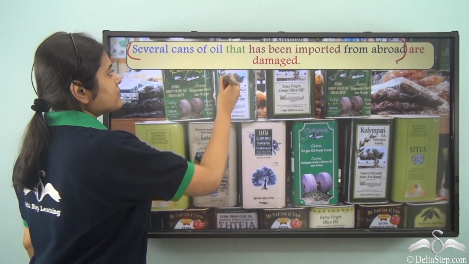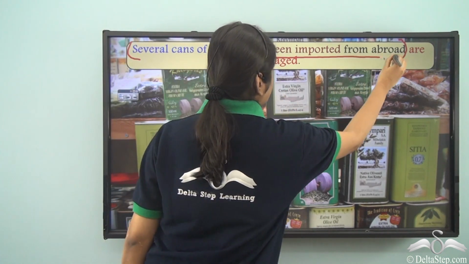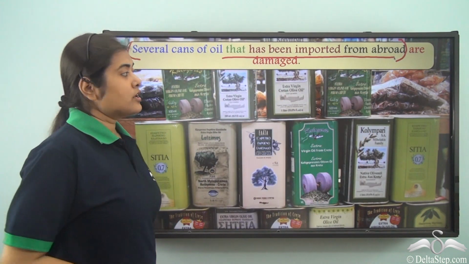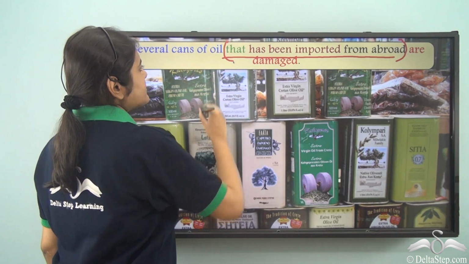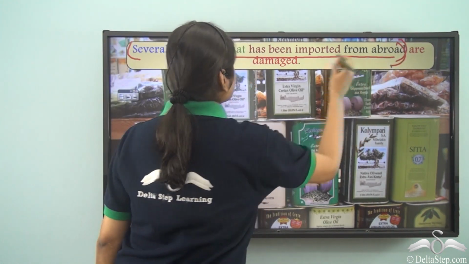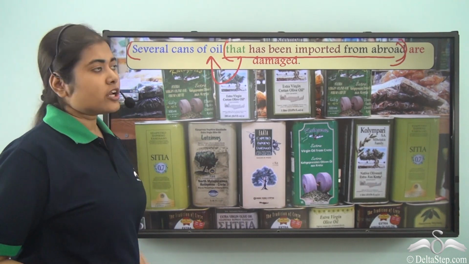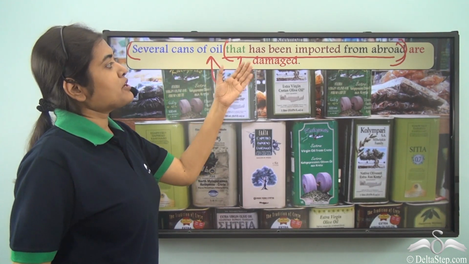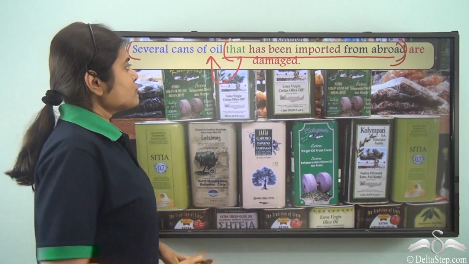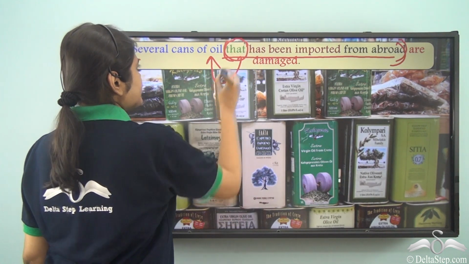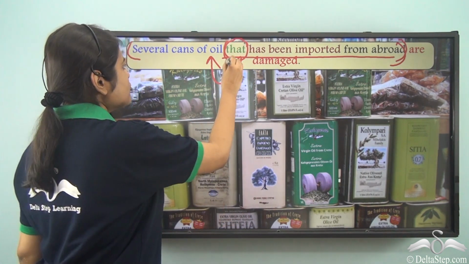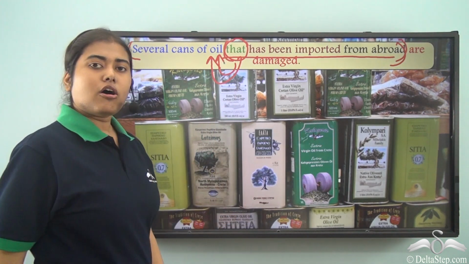Now what is that? That has been imported from abroad. Now here, what is this part describing? It's describing oil. Which oil are we talking about? The oil that has been imported from abroad. So what is that referring to? That is referring to the noun oil.